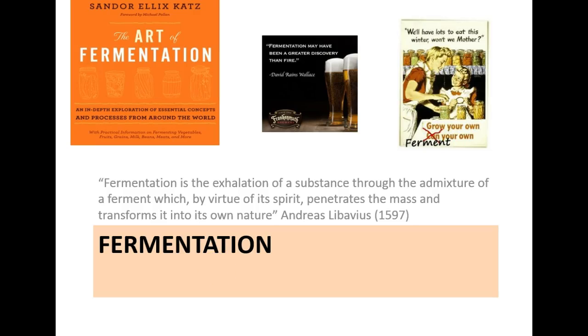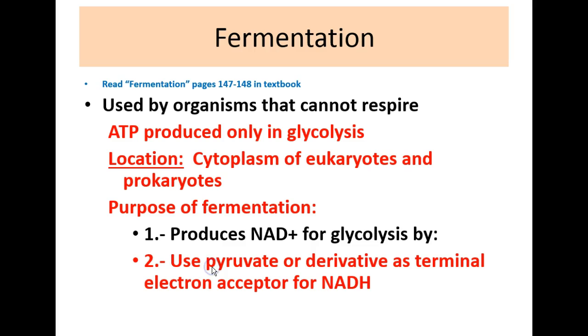We have seen aerobic and anaerobic respiration as means to produce ATP. We're now going to look at the third method for making ATP, fermentation. Fermentation is used by organisms that cannot undergo respiration, whether because they don't have a transport chain or because there is no oxygen to undergo aerobic respiration. In this case, ATP will be produced only through glycolysis.